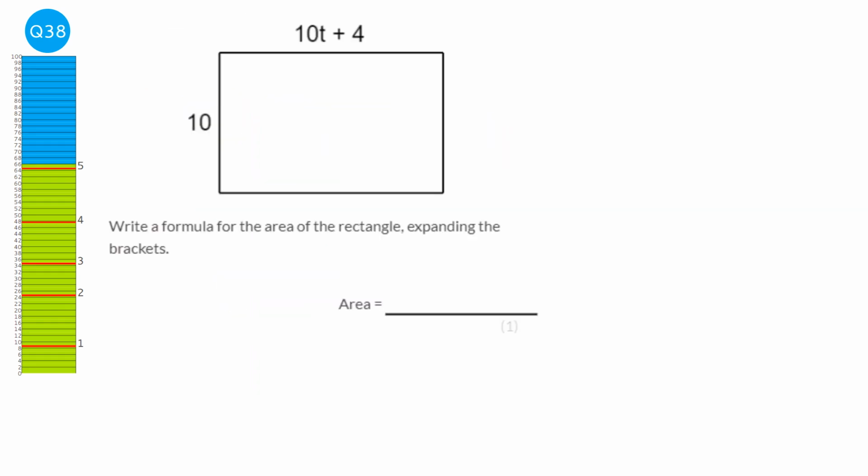So to find the area of a rectangle, we do length times the width. So here, to find the area, we will do the 10 times the whole of the 10t plus 4. And to show that we're doing the whole of it, we put it in brackets. So a different way of writing that is 10 brackets 10t plus 4.